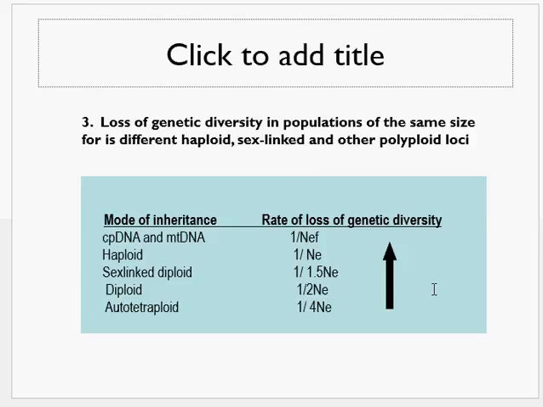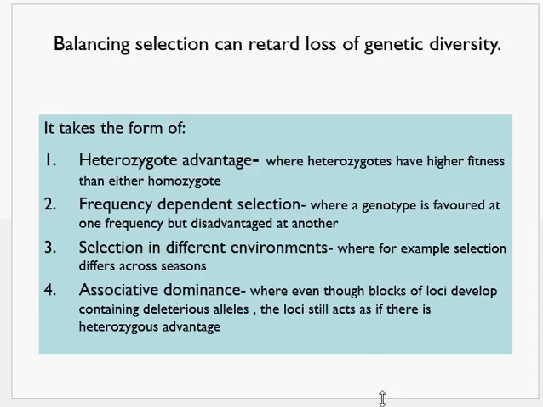All right, random genetic drift can also be balanced off by selection. Now, in small populations with small variation, selection is less of an evolutionary force, but there can be some balancing off through selection. So these are the different ways in which selection can balance or retard or stop the loss of genetic diversity by heterozygote advantage, when particular heterozygotes have a higher fitness than either of the homozygotes.